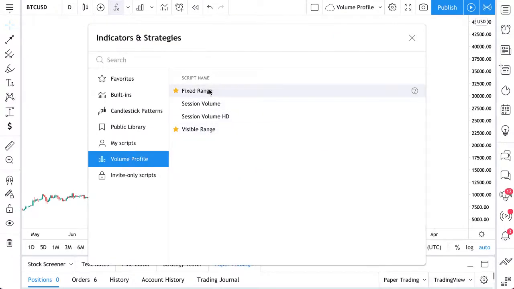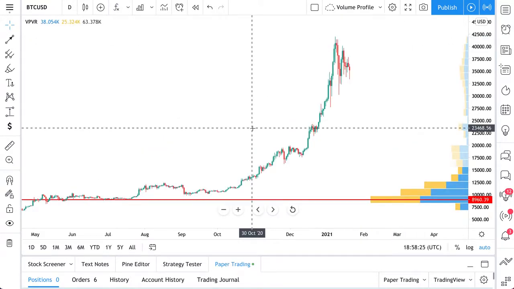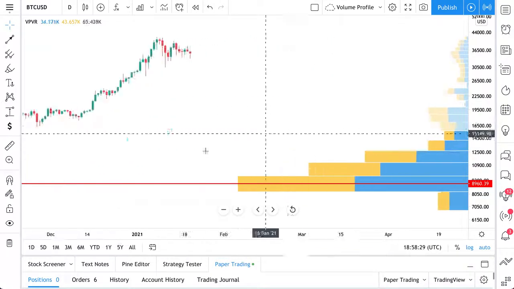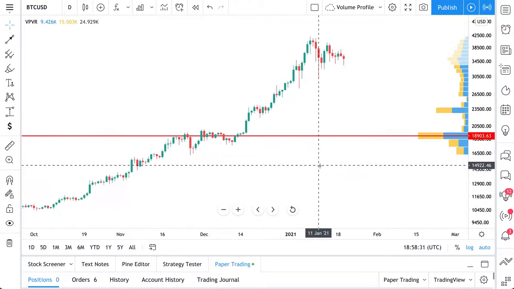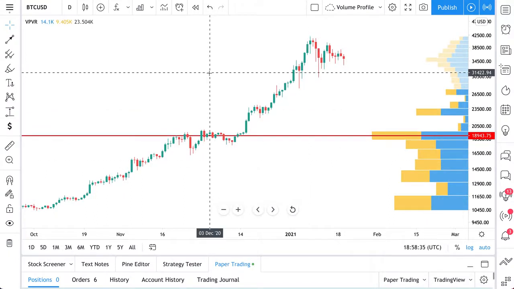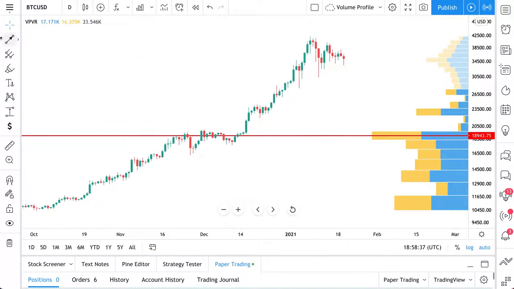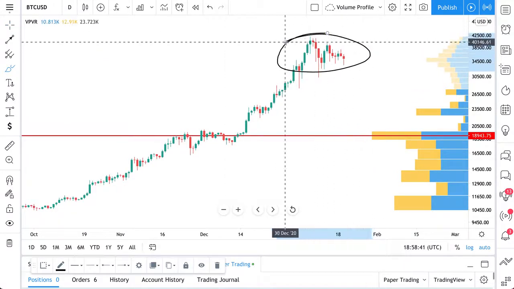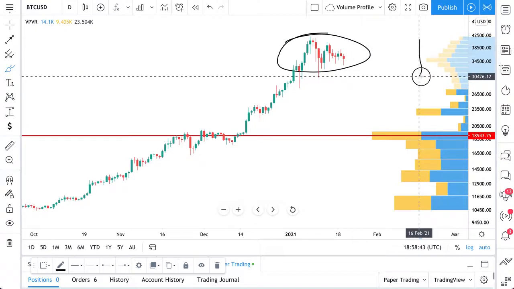So we're going to open up our volume profile. We're going to do visible range because visible range is a fun way to go through price. Let's set this to log chart so we can see what's going on. A lot of people are talking about Bitcoin right now, and we can instantly see something interesting. At these price levels here, we can see that volume is actually quite low.